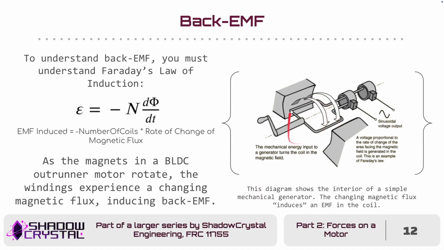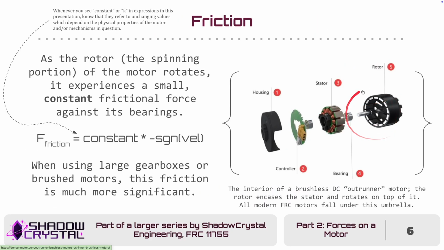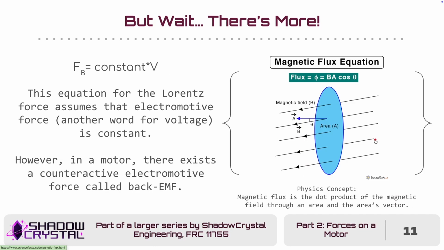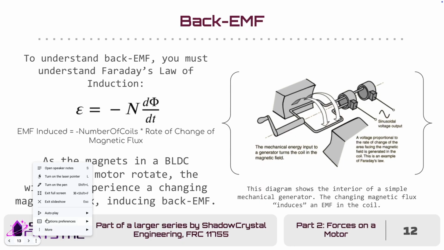As the magnets in your brushless DC motor rotor rotate, the windings in the stator experience this changing magnetic flux, similar to what you see in the generator here. The only difference is that the magnets are moving, not the windings. So you're going to get a change in magnetic flux, and you're going to get some amount of back EMF. And it goes backwards because of this negative sign right here.